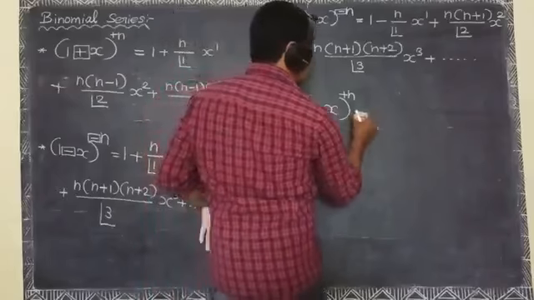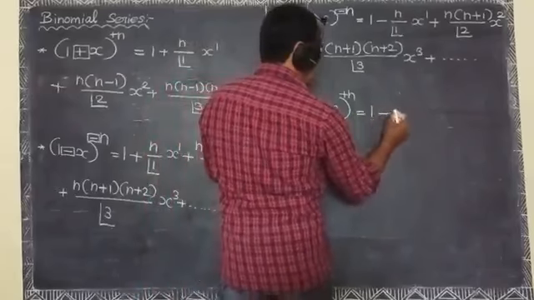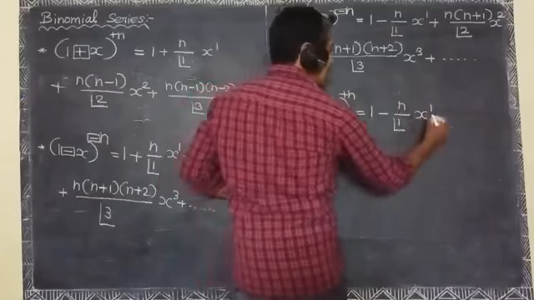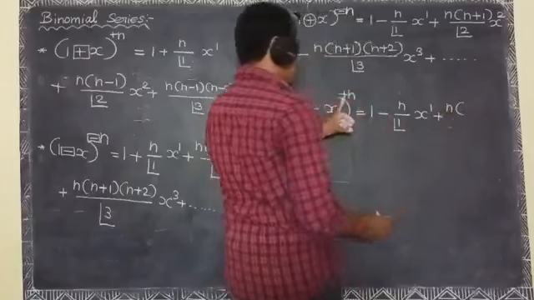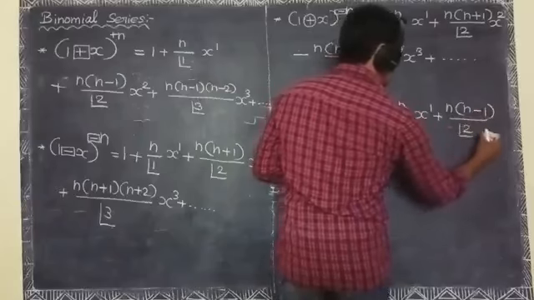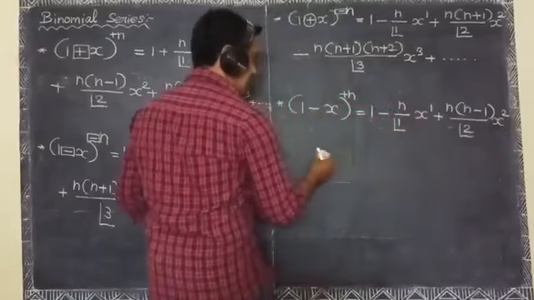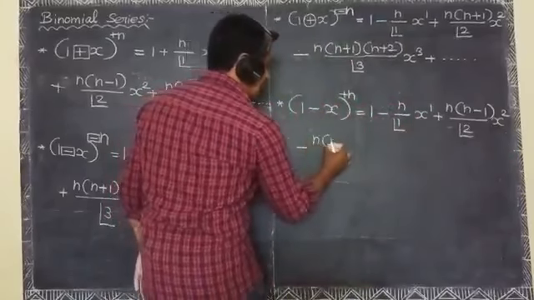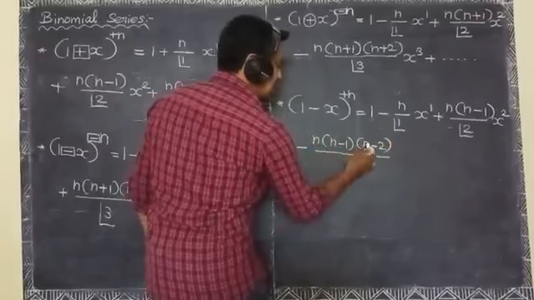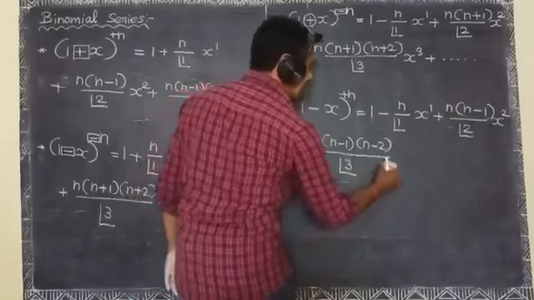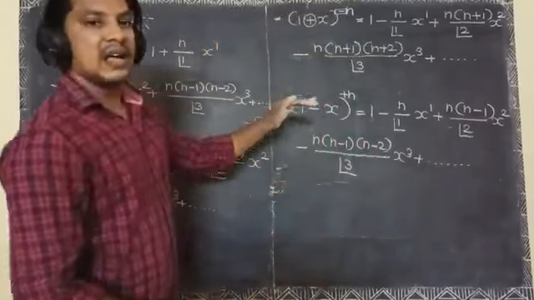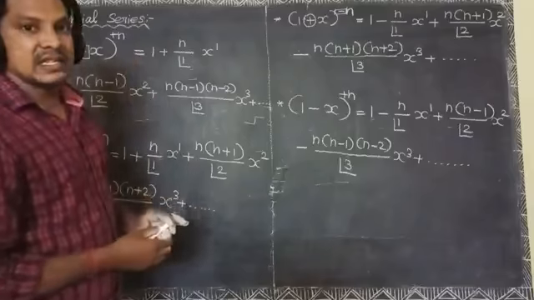That is 1 minus n divided by 1 factorial into x power 1, plus n into (n minus 1) divided by 2 factorial into x square, minus n into (n minus 1) into (n minus 2) divided by 3 factorial into x power 3, plus and so on. These are the binomial series.